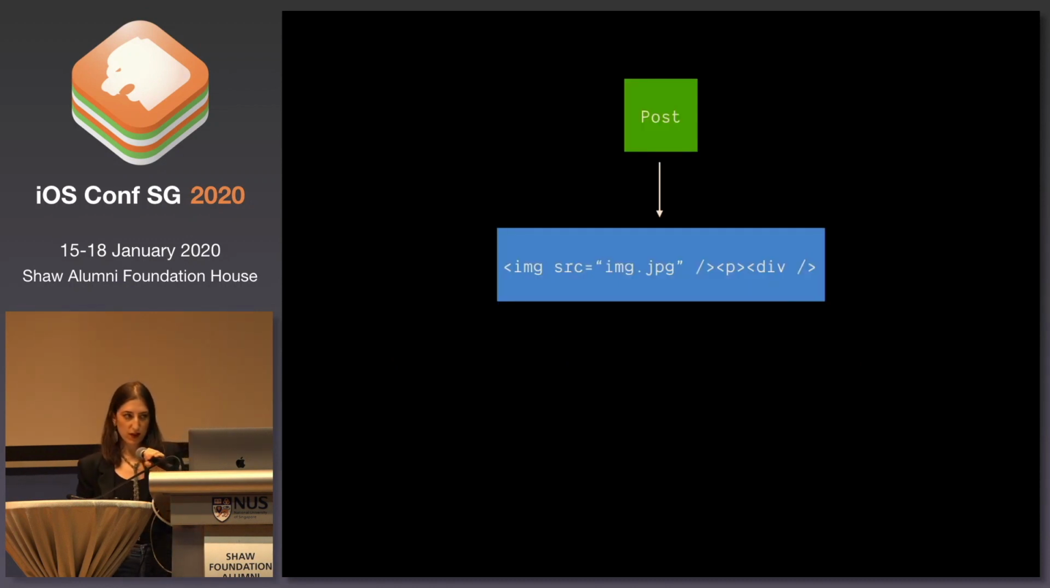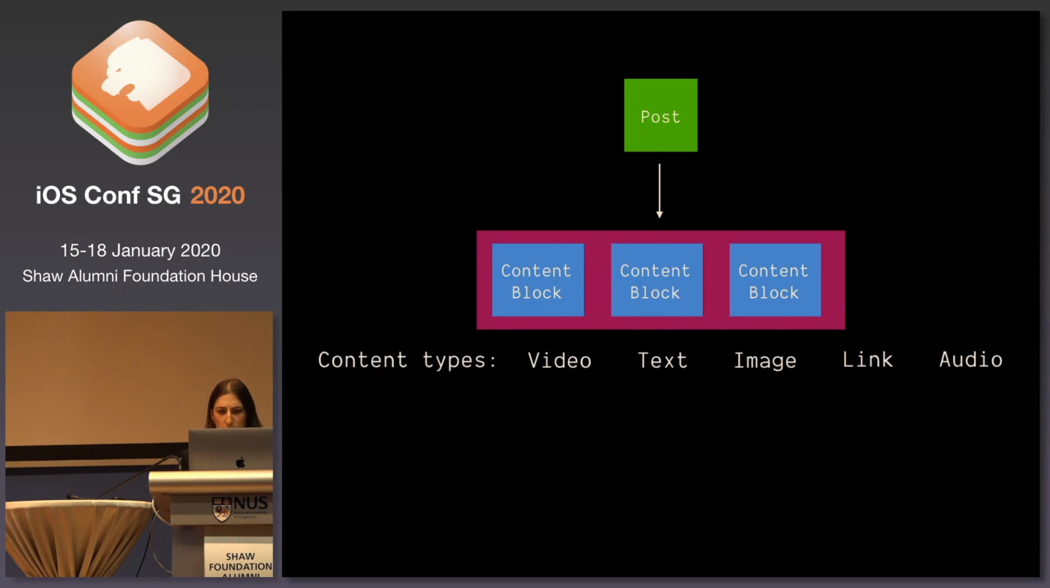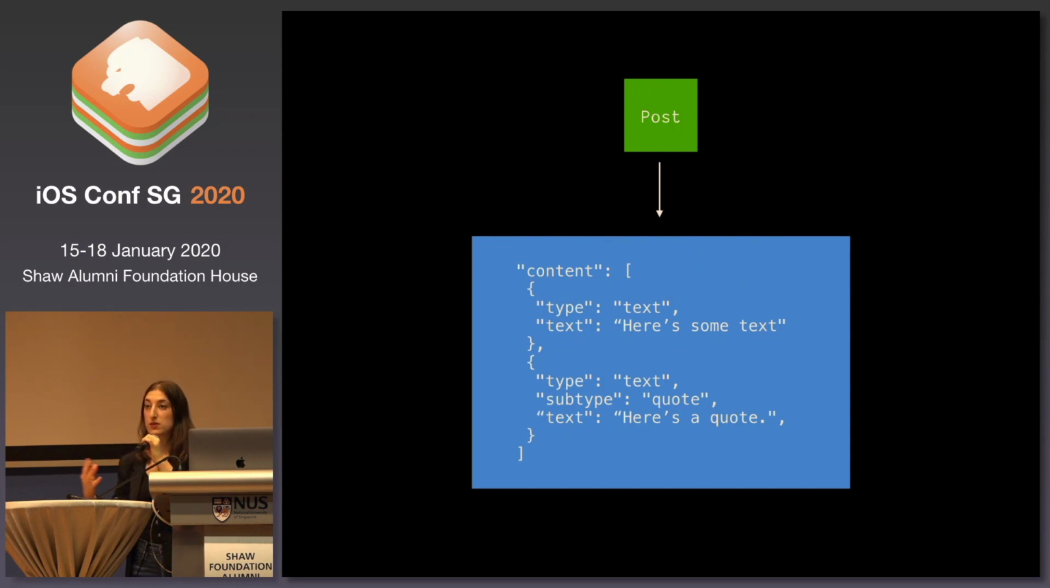So what did this refactor look like? Originally you had a post represented by HTML. And what it became was a post that referenced an array, and each item in the array was JSON. And each JSON was something called a content block. A content block basically represents a piece of content. And the content types that Tumblr initially supported with this refactor were video, text, image, link, and audio. And this is an example of how this response would look.